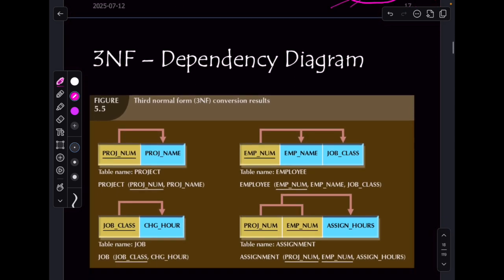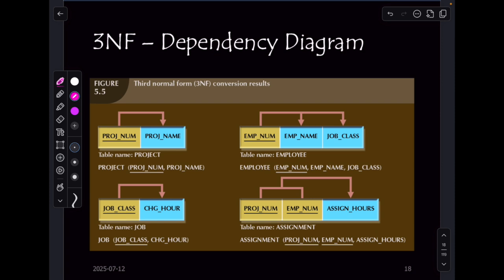So as a conclusion, in the third normal form, how many tables do we have now? This project table is the same as the previous step, and this assignment table is also the same, but now the employee table in the second normal form was further normalized. We have this new table, the job table, so charge hour is given here, and job class, the determinant of the transitive dependency, is used as the primary key, and we name it Job. So now we have 4 tables. Again, if you need to evaluate functional dependence, you have to do it for each table, right?